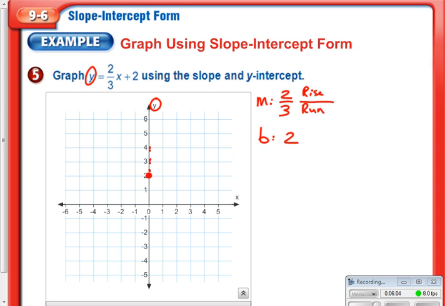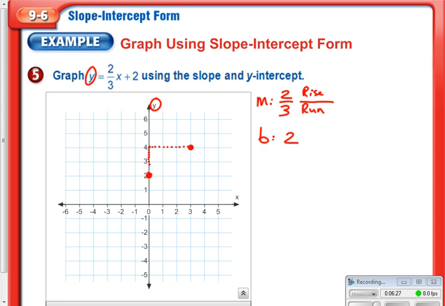Well, if I went to the left and put a plot here, my line would be decreasing. So that's not where we want to go. We want it increasing. I know that it's increasing because my slope is positive. So what I need to do is come up two spots, over 3, put a plot.